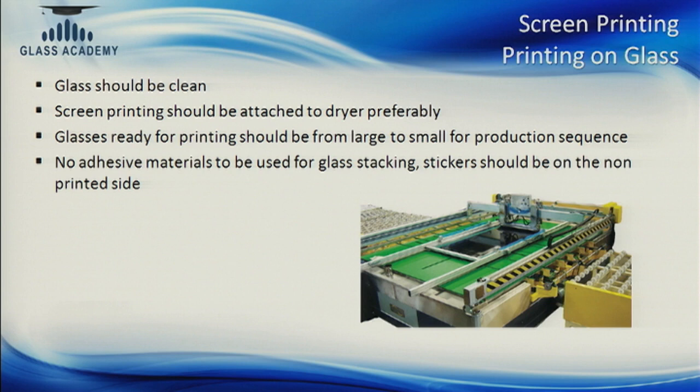The other thing that you need to take care of is that the printed side of the glass has to be clean, and it doesn't have to have any glue. That means the stickers or labels that you are using to track the glass have to be on the non-printed side. Separators that are used in the process have to be without any gum or glue, and preferably on the non-coating side, and the handling has to be with gloves.